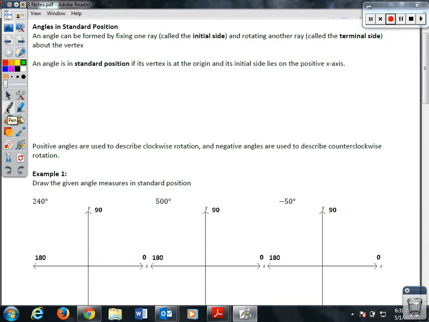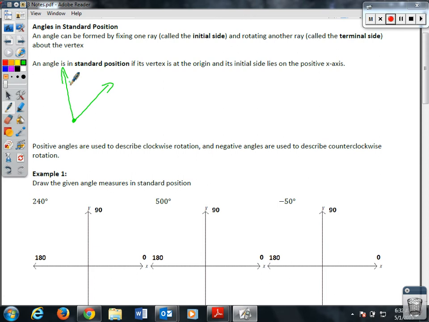We're going to be looking at angles in this lesson. An angle can be formed by fixing one ray. The word fix in this case means just setting it there and holding it to that position. We call that the initial side. Then we can make another ray coming off of that, and that will make an angle. This second ray that we make we call the terminal side.